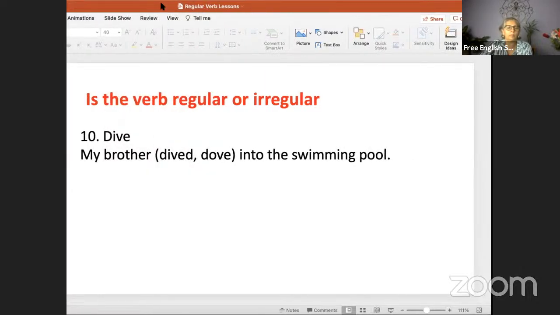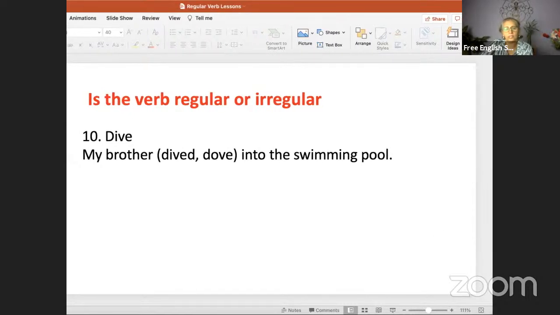Okay, so now you can see this one. The drive. So we were already talking about my brother dived. Now this one is different. Now very close to drive and dive. This is a dive, right? My brother dived or dove into the swimming pool.